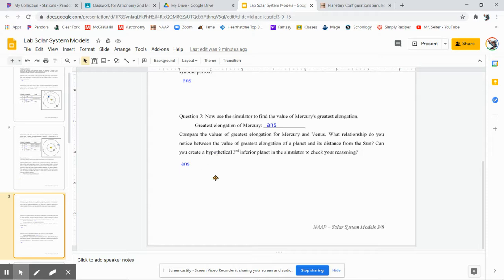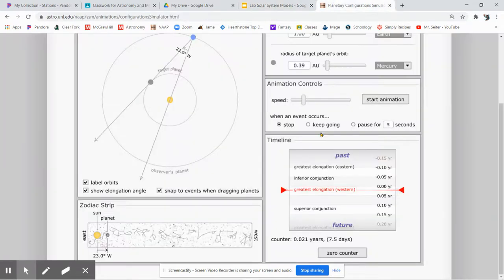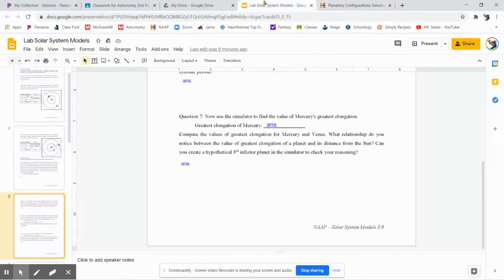All right. Compare the values of the greatest elongation of Mercury and Venus. What relationship do you notice between the value of the greatest elongation of a planet and its distance from the sun? Okay, so yes, no problem. Mercury's closer to the sun. It has a smaller greatest elongation. Then it says, can you create a hypothetical third planet in the simulator to check your reasoning?